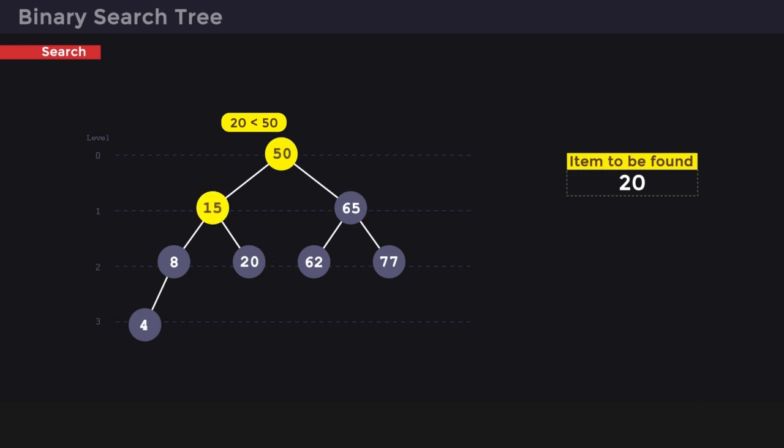Compare 20 with the next root node. 20 is greater than 15. It means that we must skip left subtree and we must traverse the right subtree because all items on the right side are greater than root. Compare 20 with the next item, and as we can see, item found.